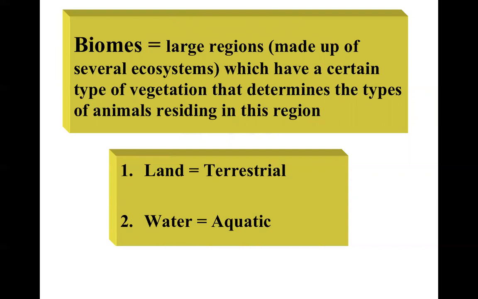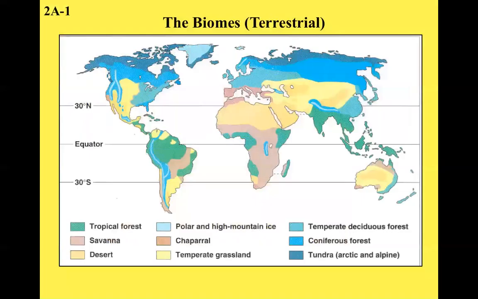And the biomes can be divided into two categories. Those biomes that are on land are called the terrestrial biomes. Those biomes that are in water are called the aquatic biomes. So there's two different types of biomes.